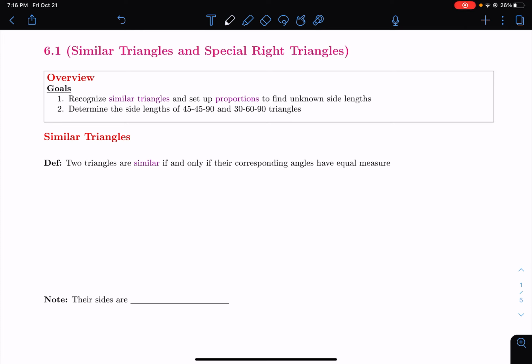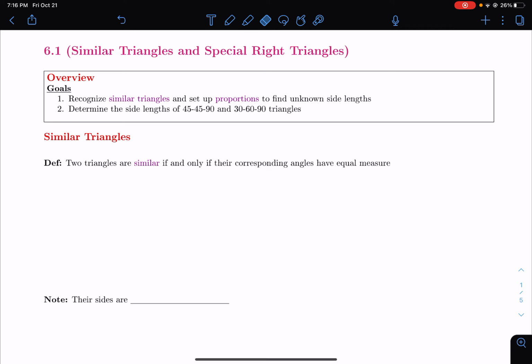In this video, we're going to start section 6.1 on similar triangles and special right triangles. Our goals are to recognize when we have similar triangles and set up proportions to find missing lengths in similar triangles. And then also to determine the side lengths of special right triangles, so 45-45-90 triangles and 30-60-90 right triangles.